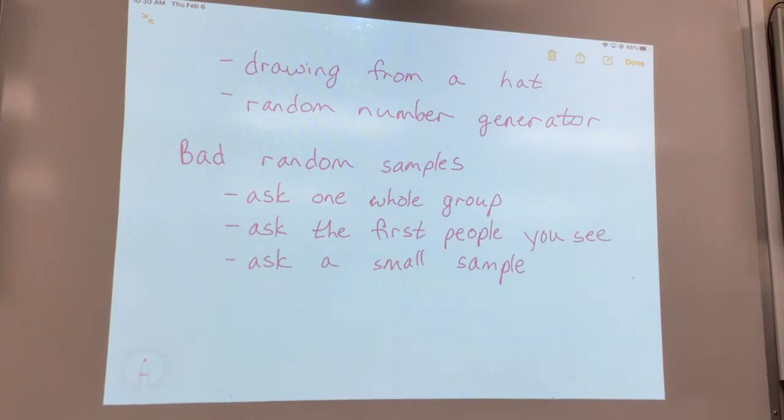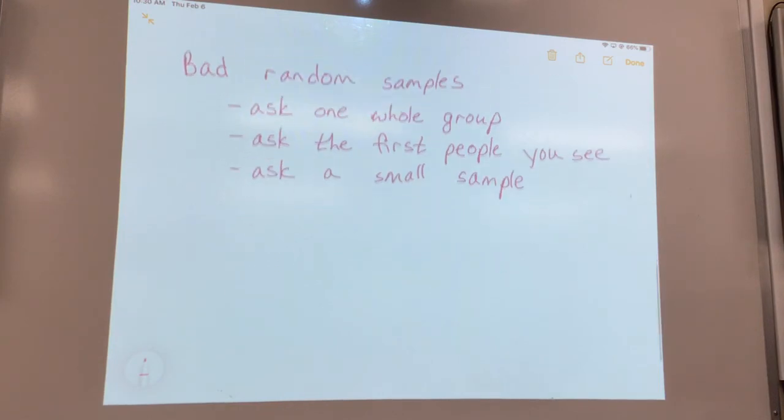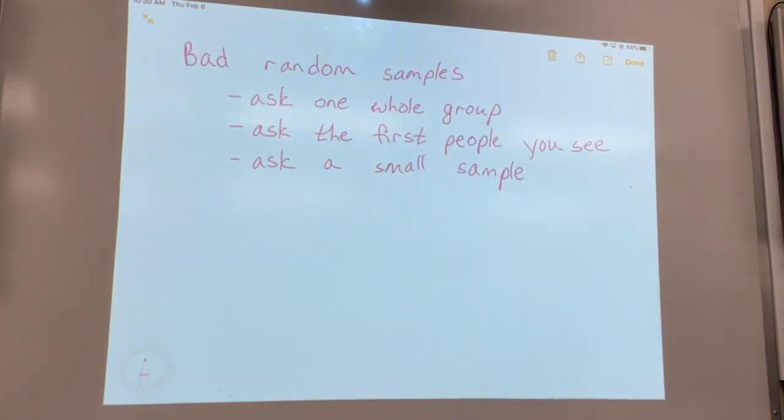William, give another one? Asking only, if it was students, only 1 grade. So it's kind of like almost asking 1 whole group. Okay. Like asking only 1 grade. Limiting your sample. How about that? Like to 1 grade or to 1 group or to 1 whatever. Landon?